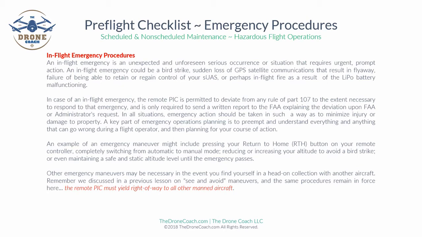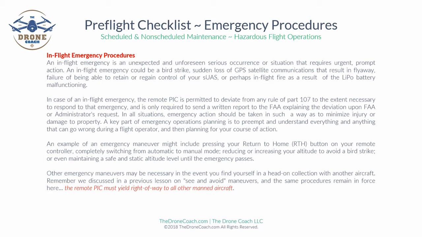An in-flight emergency is an unexpected and unforeseen serious occurrence or situation that requires urgent, prompt action. An in-flight emergency could be a bird strike, sudden loss of GPS satellite communications that results in a flyaway, failure of being able to retain or regain control of your sUAS, perhaps even an in-flight fire, perhaps of the LiPo battery malfunctioning.